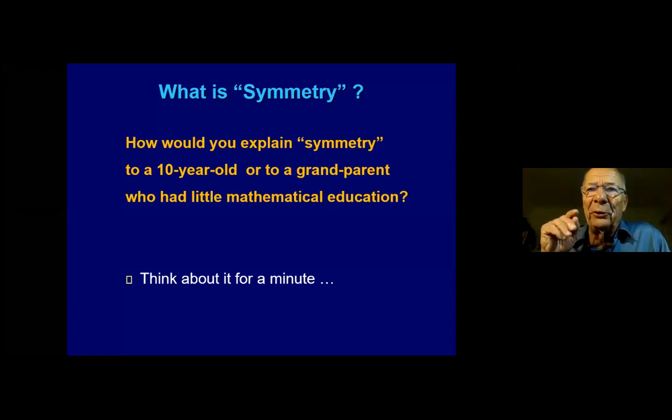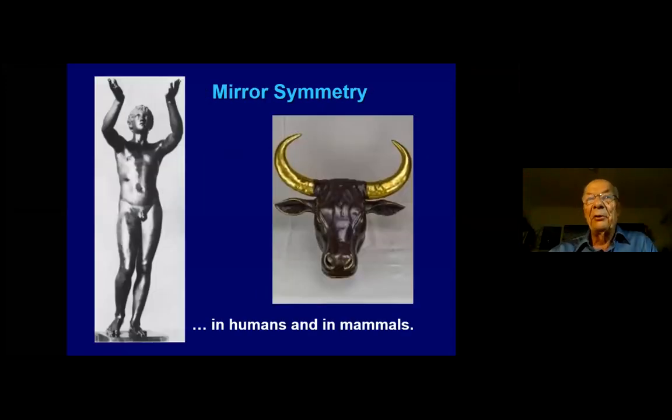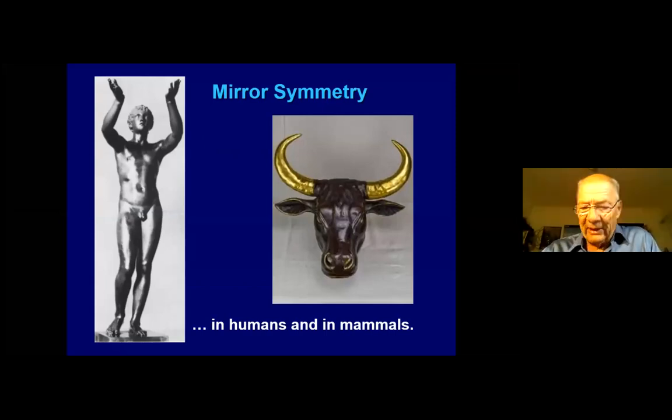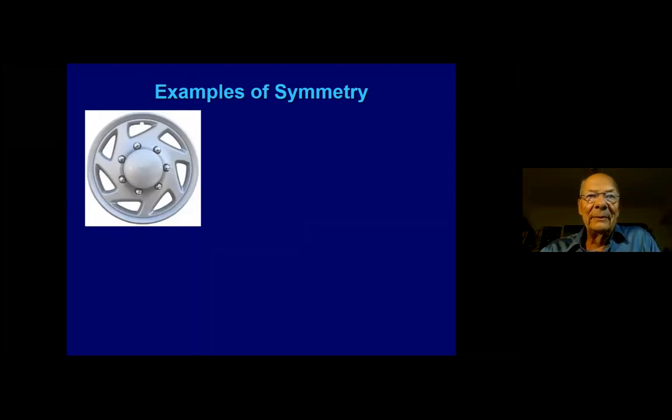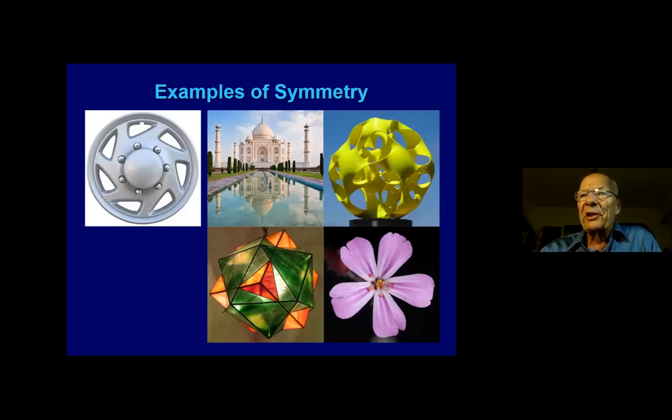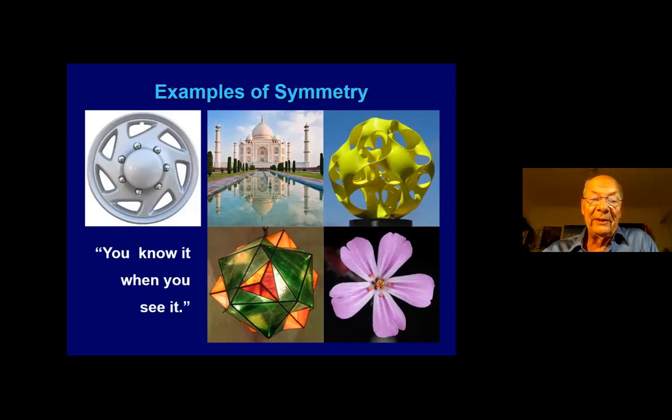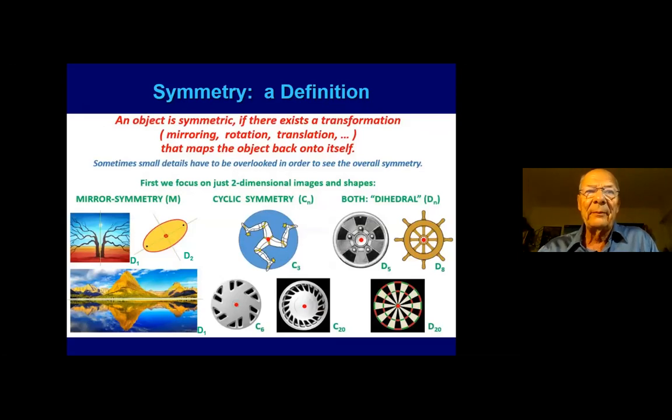It's like kind of, if you have a mirror. Well, true, there is mirror symmetry. Humans have it, mammals have it to an approximate degree, but there are other symmetries as well. Think about hubcaps. You probably have an intuitive understanding of symmetry and feel that you know it when you see it. Okay, but let's try to capture this notion a little bit more precisely.